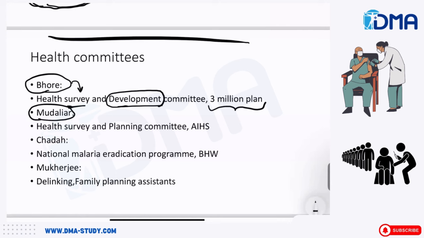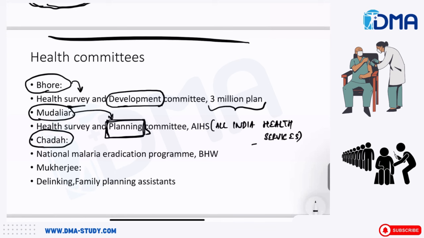While Mudaliar committee, you have health survey and planning committee. Mudaliar committee was involved in health survey and planning committee. And what is AIHS? It is All India Health Service. Mudaliar committee also introduced All India Health Services. In Chadda committee, Chadda was more concerned about malaria and basic health worker. Mukherjee was more concerned about family planning.